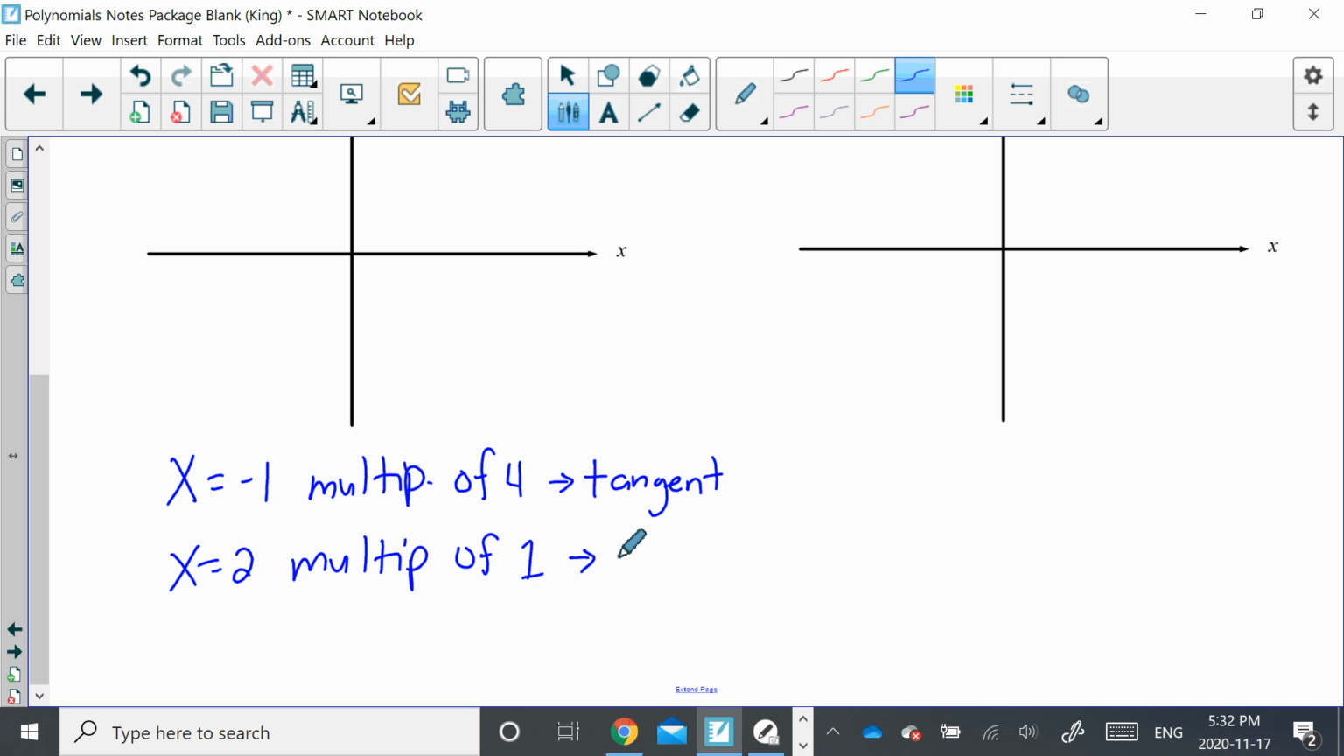Multiplicity of 1 means the graph is going to cut through it. Let's figure out what the y-intercept of this graph is. So for the y-intercept, you're going to let x equal 0. So you're going to algebraically find f of 0.